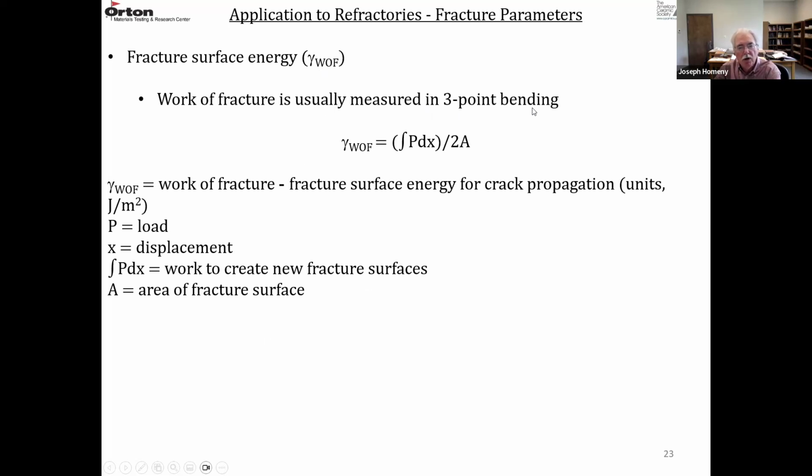It's usually measured in 3-point bending, and it's just the integral of the load displacement curve, the area under this load displacement curve, divided by 2 times the fracture surface area A. So the work of fracture is the fracture surface energy to propagate a crack. That's the energy to keep a crack moving. It's in joules per meter squared. P is the load, X is the displacement. This integral of P dX is the work to create a new fracture surface. And then A is the area of a fracture surface.